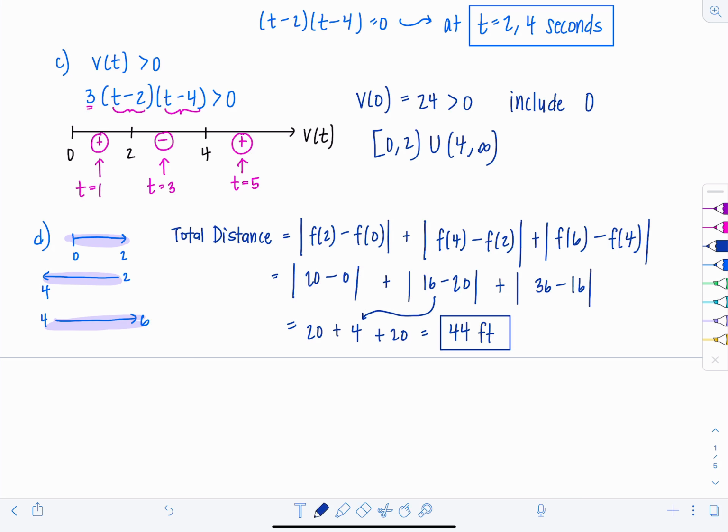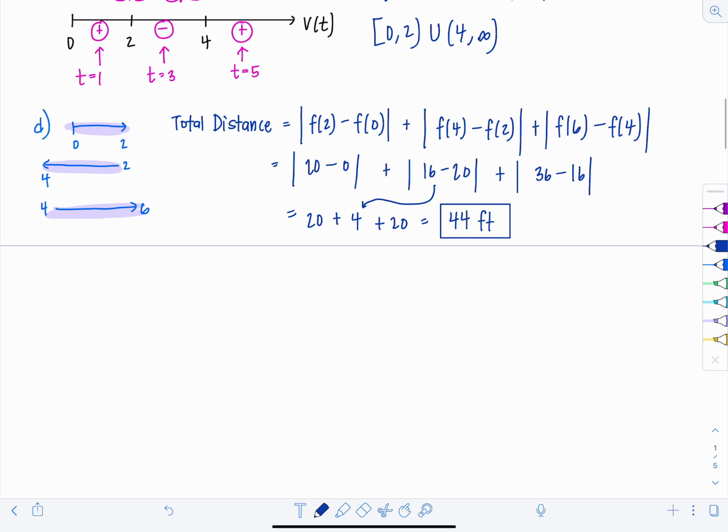All right, good. Now they didn't ask for this, but I want you to see the difference between total distance traveled and the displacement. Displacement means just straight up give the change in final position at 6 seconds compared to initial position at 0 seconds. So that would be 36 minus 0, which is 36 feet.